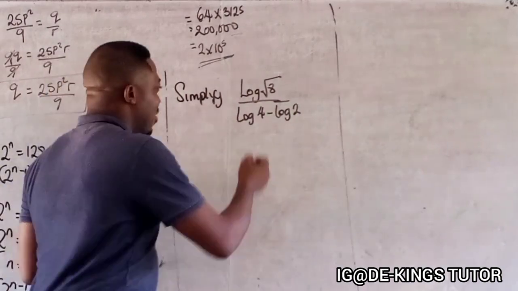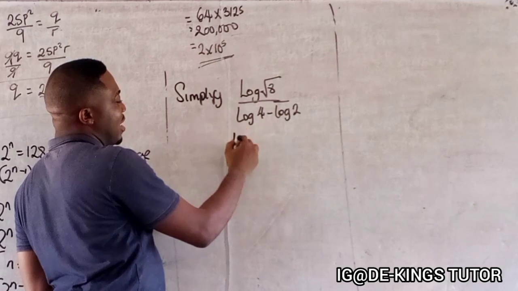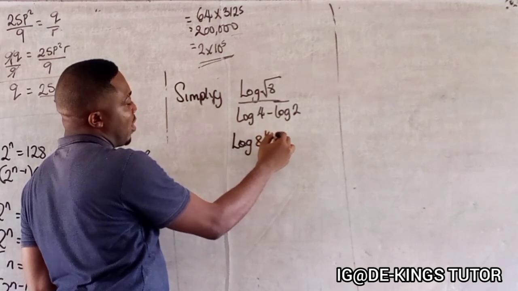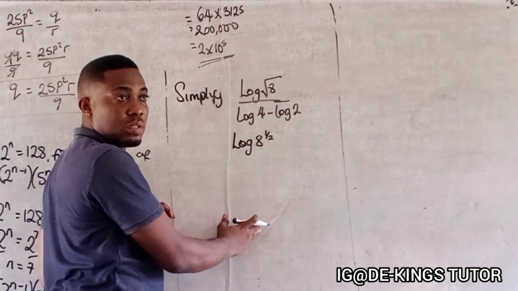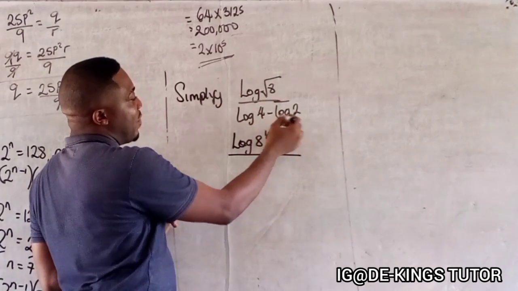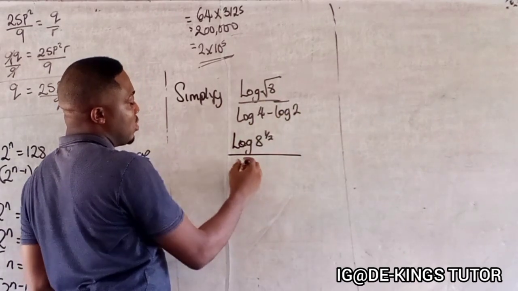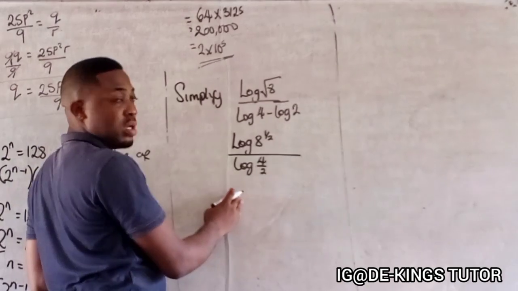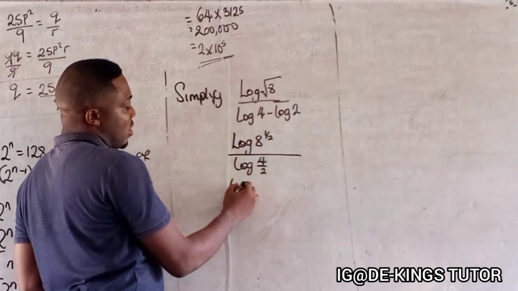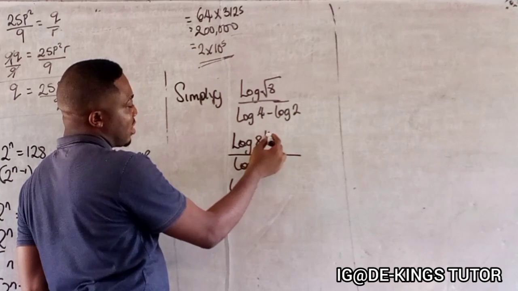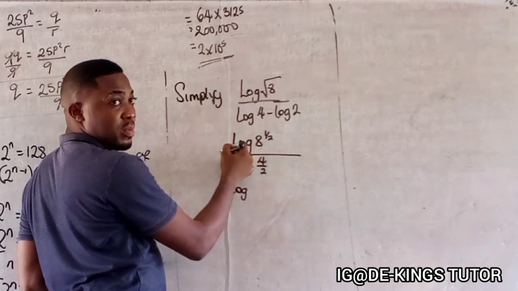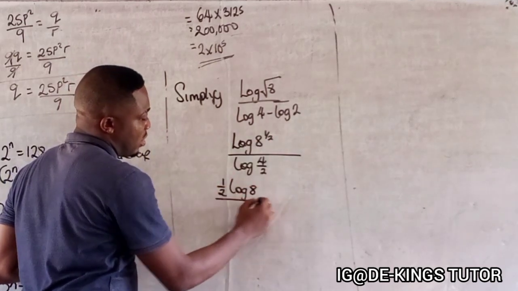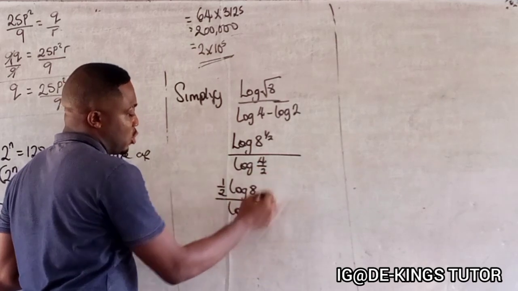So if we have log root 8, this can be expressed as 8 raised to the power of 1 over 2, divided by log 4 minus log 2. Now because this is minus, I take it as log of 4 divided by 2. Remember one of the laws of logarithm? So I have 1 over 2 log 8 divided by log of 4 divided by 2.